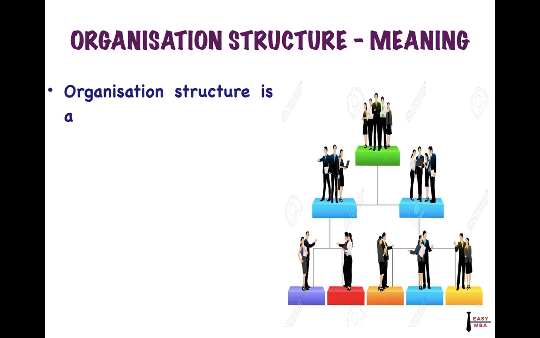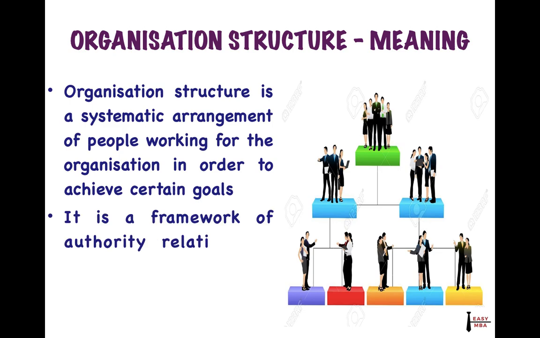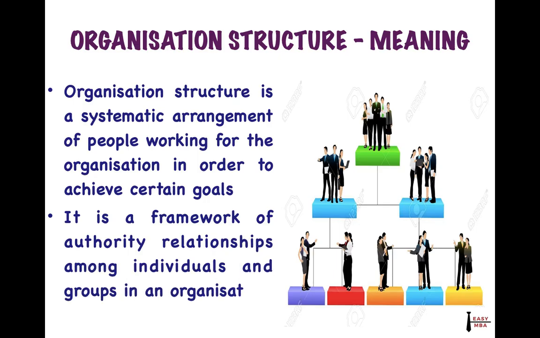So, organization structure is nothing but a systematic arrangement of people who are working together for the organization in order to achieve certain goals. So, at different levels, how people are working, what is the authority with them, what are their responsibilities. So, how we arrange different people in an organization, that is the organization structure. It is a framework of authority relationships among individuals and groups who are working in an organization.